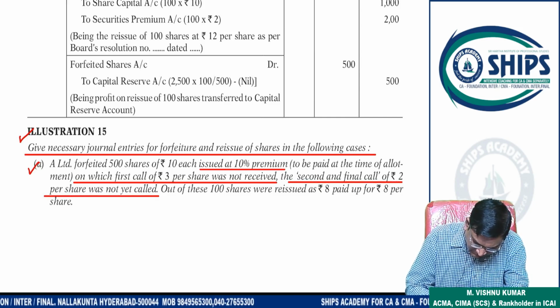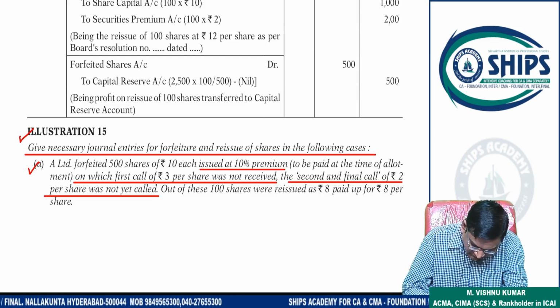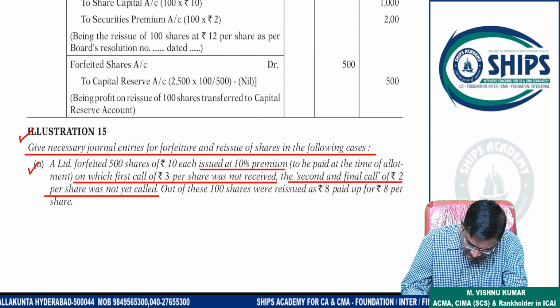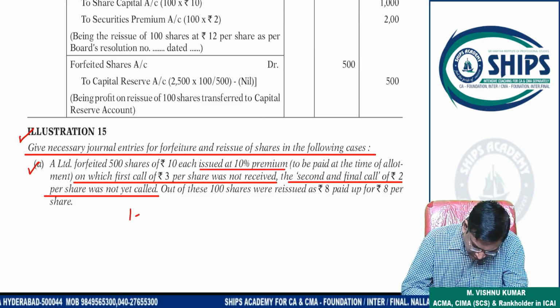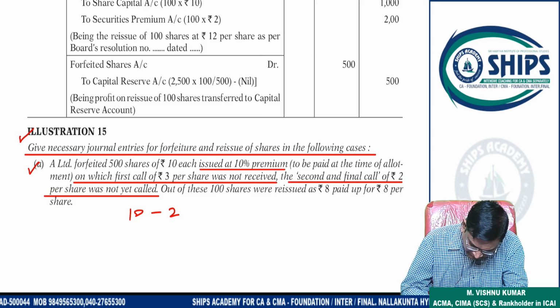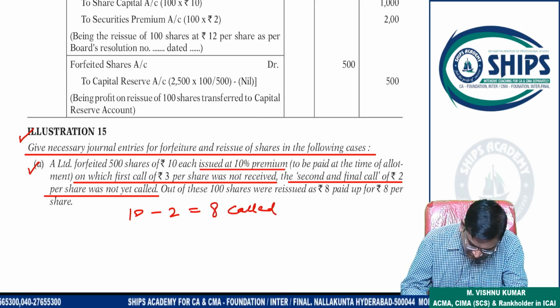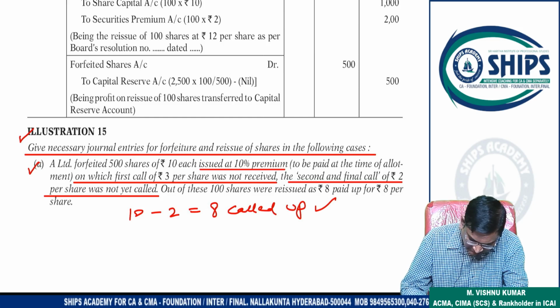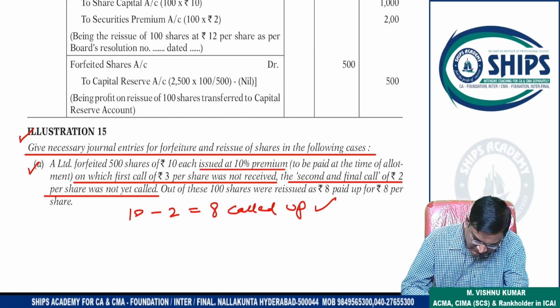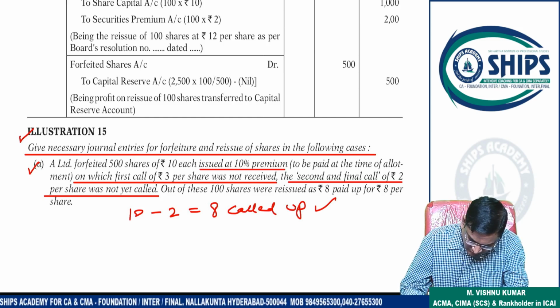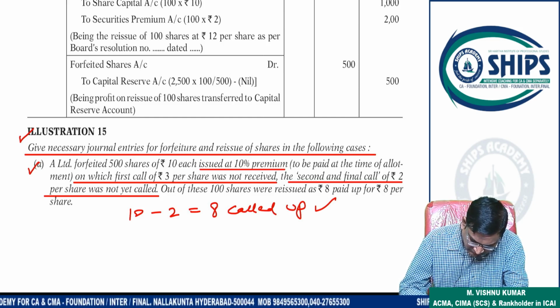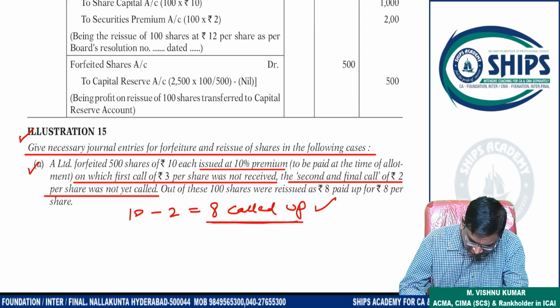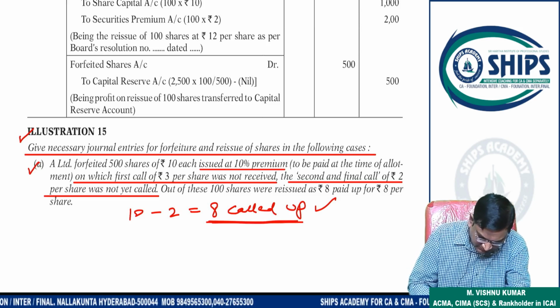Out of 10 rupees, first call 3 not received, final call of 2 not made. So from 10 rupees, final call is not made, 2 rupees final call. So share called up value is 8 rupees now. In the forfeiture entry, we have to write 8. Always remember. Because out of 10, final call is not made, so we have to subtract this. So 8 rupees called up value. According to this only, we have to pass the journal entry.